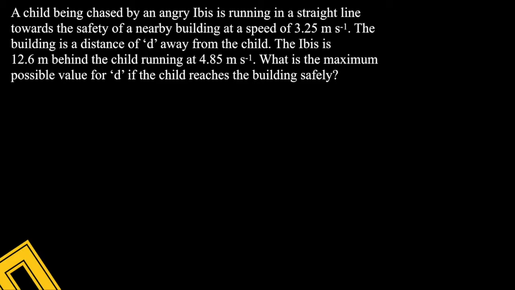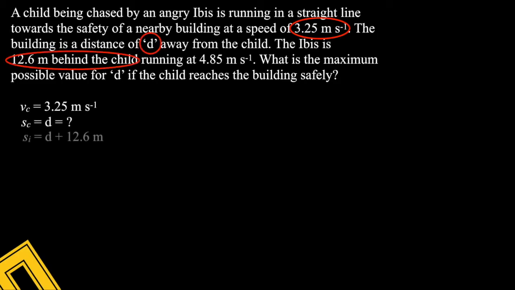A child being chased by an angry ibis is running in a straight line towards the safety of a nearby building at a speed of 3.25 meters per second. The building is a distance of d away from the child. The ibis is 12.6 meters behind the child, running at 4.85 meters per second. What is the maximum possible value for d if the child reaches the building safely?